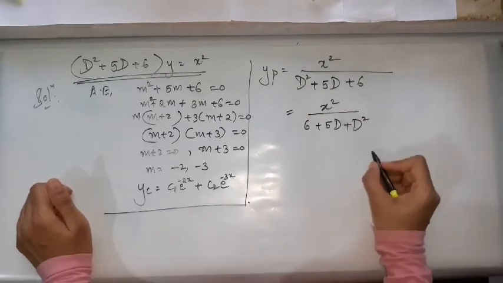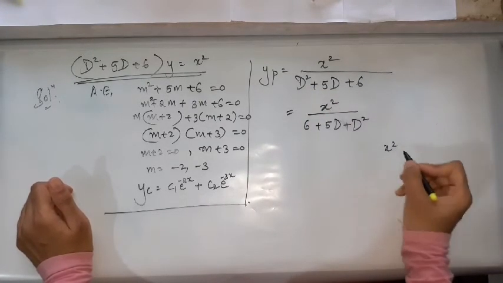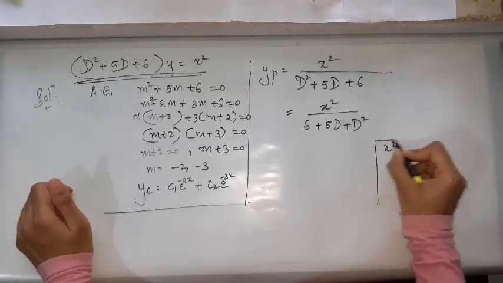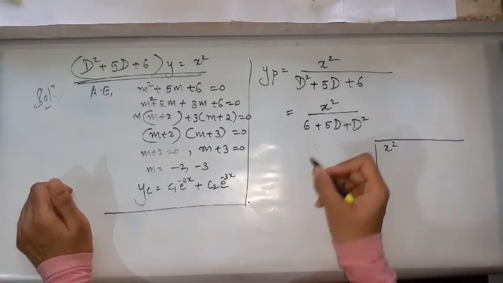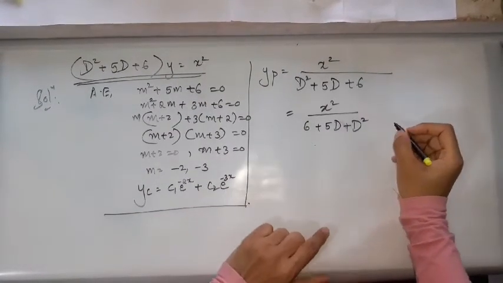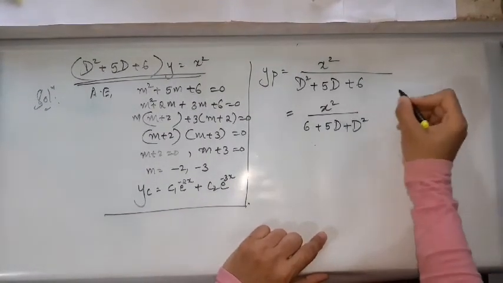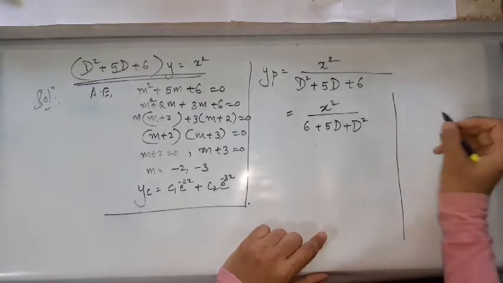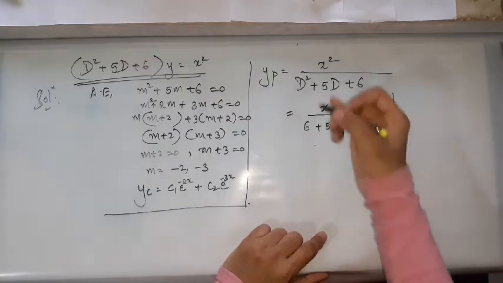Now go for division. x square, so let me make a partition over here. Let us work for that over here. I'll make a partition so that you see it properly, don't mix it with this.